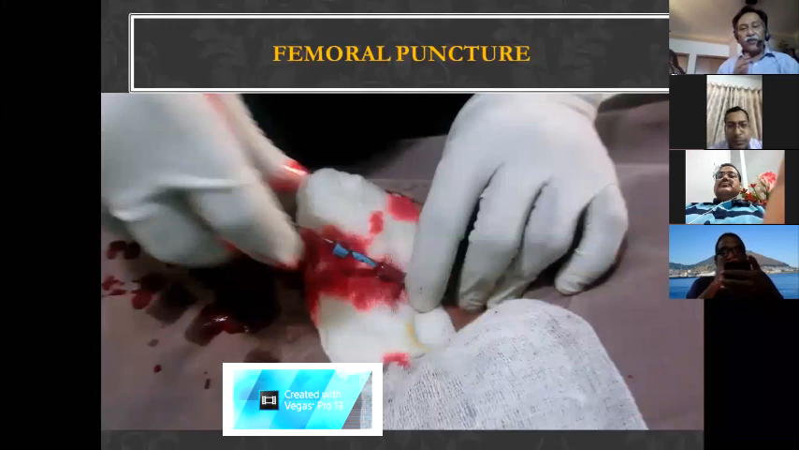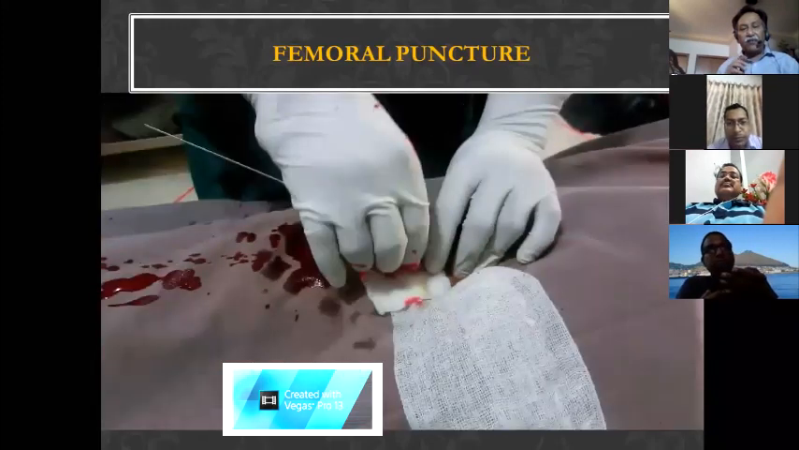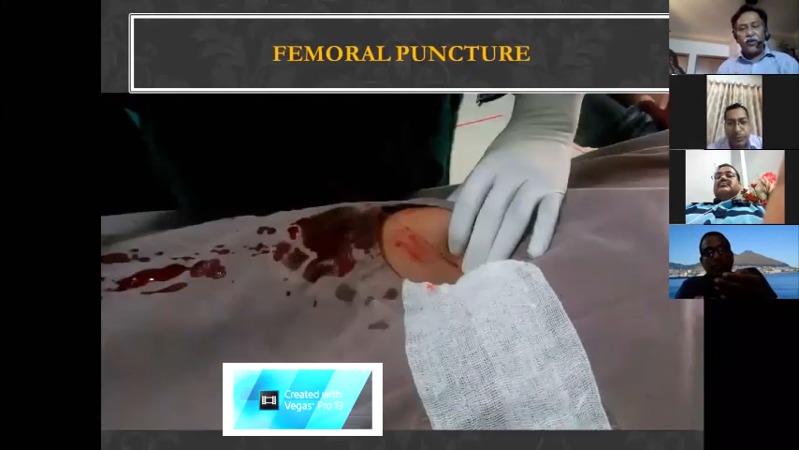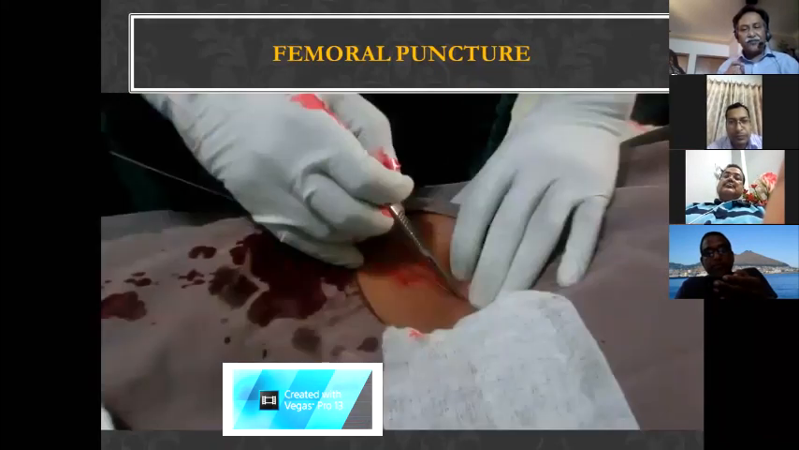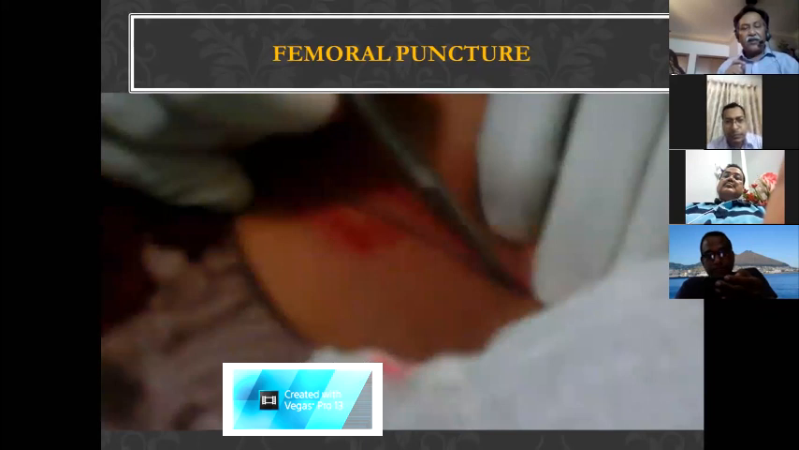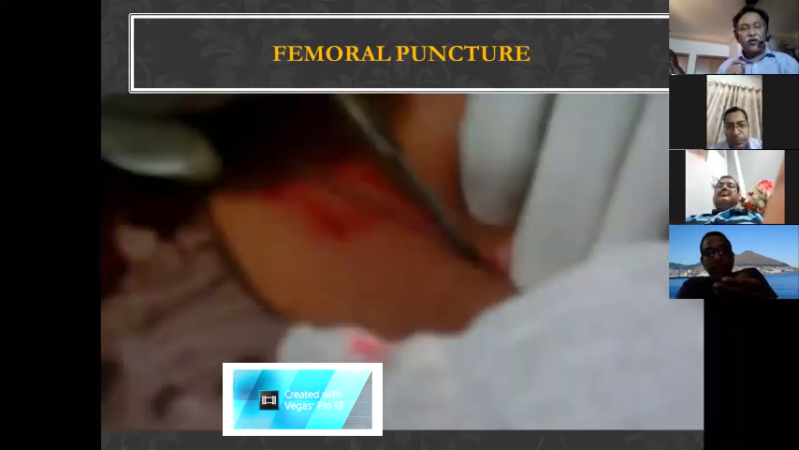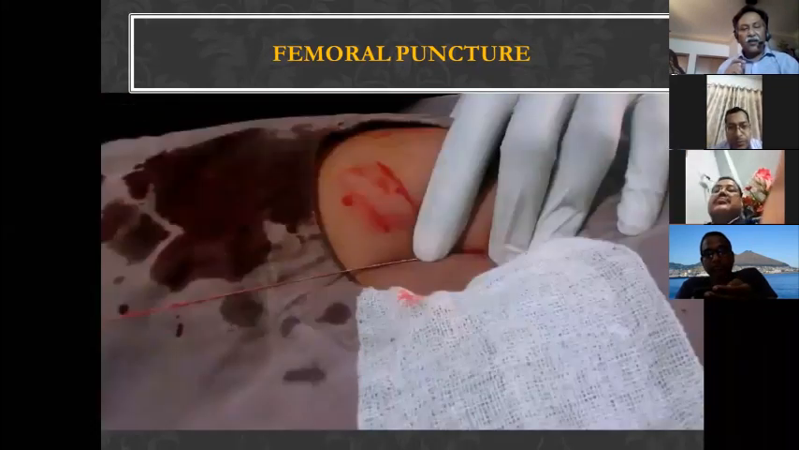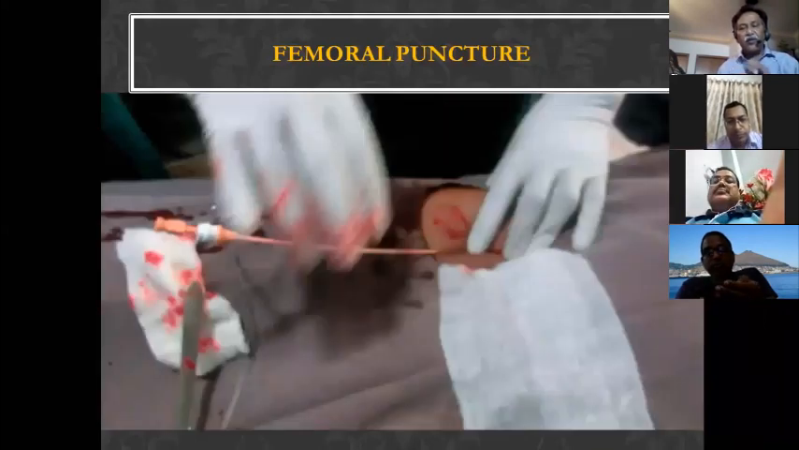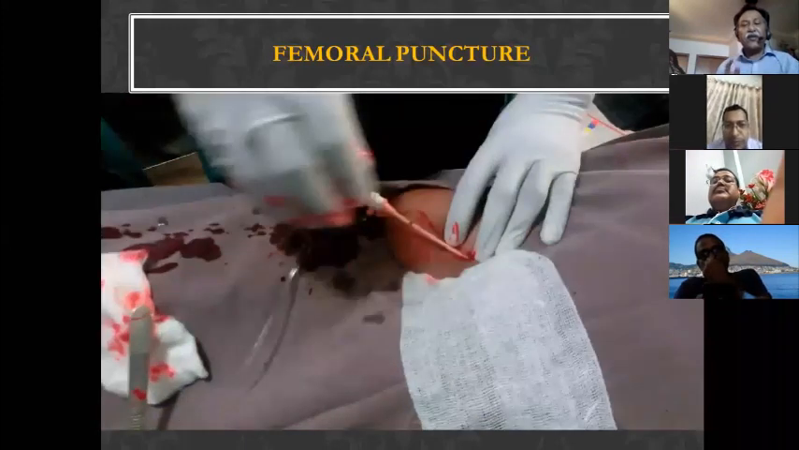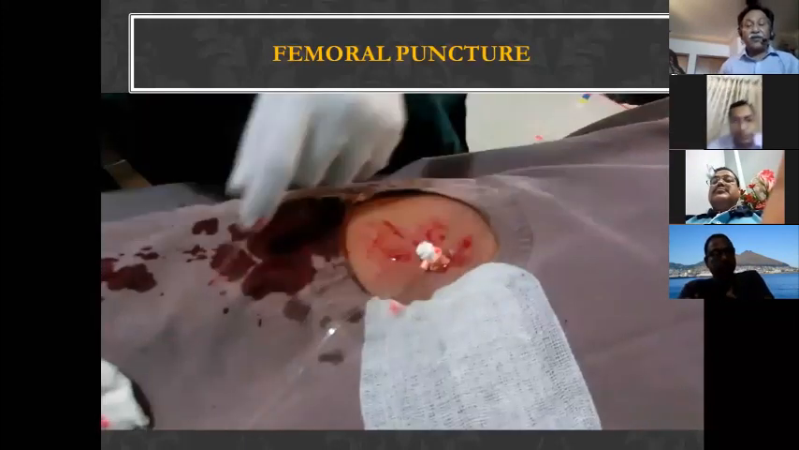You should keep your left hand on the groin side and not remove it. Then make a small incision and introduce the sheath over the wire. Once it enters the artery, then you remove your left hand. That will reduce the chances of hematoma at the puncture site.